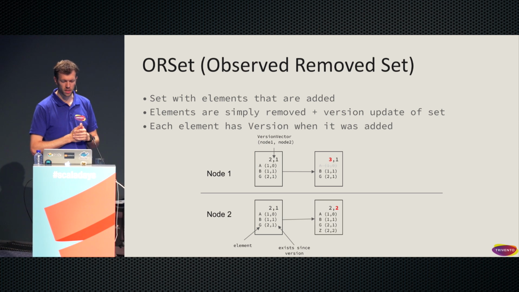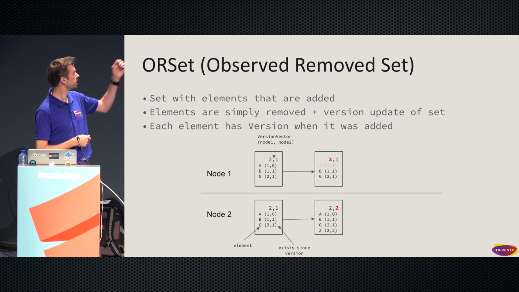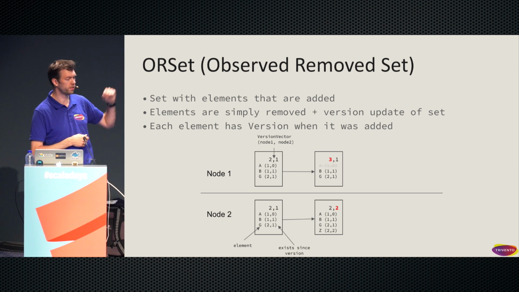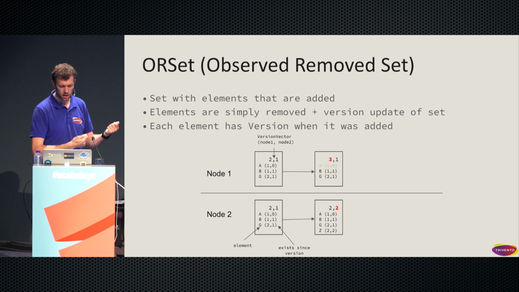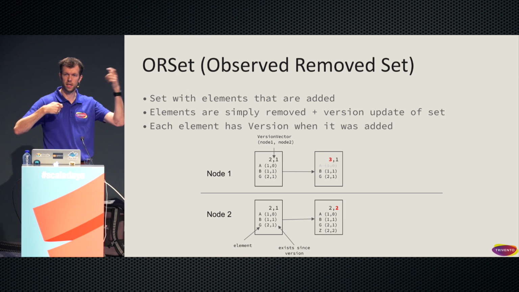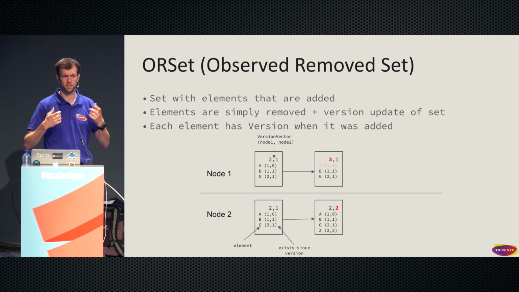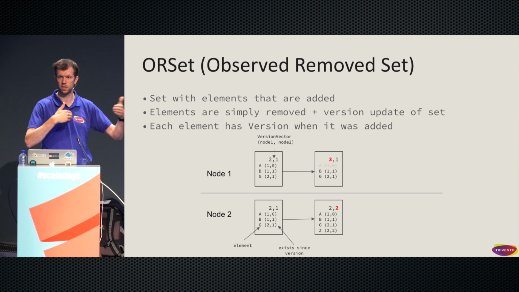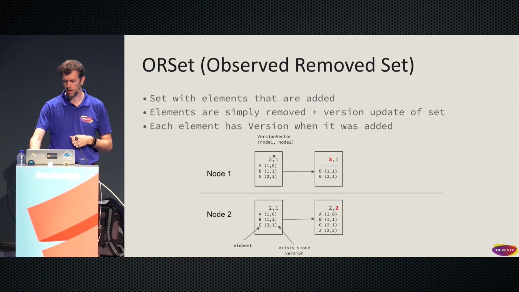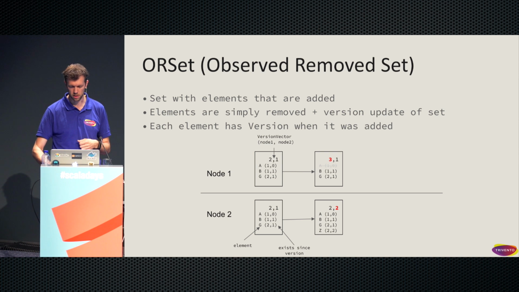Now node 2. Node 2 does a simpler operation. It adds Z to the set. It does so by incrementing the version vector and taking that as the version vector for the element, so that it knows in this version Z got added. And now we're going to look at how that works out when it gets synchronized.